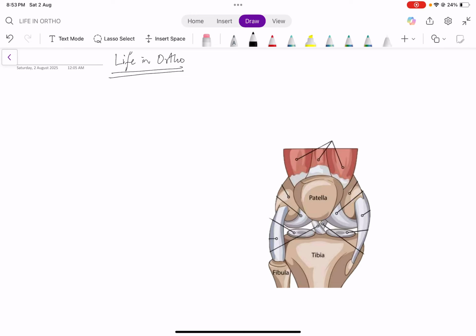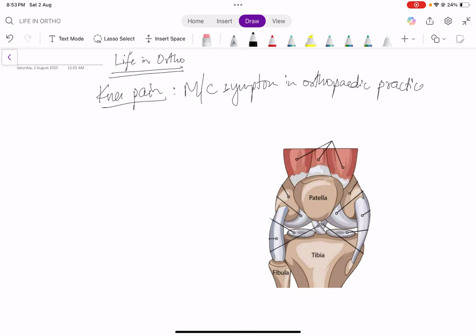Hello everyone. So today we'll be discussing a new topic which is knee pain. Knee pain is one of the most common symptoms in orthopedic practice. It can be due to any reason that we'll discuss. So first we'll discuss the basic anatomy.